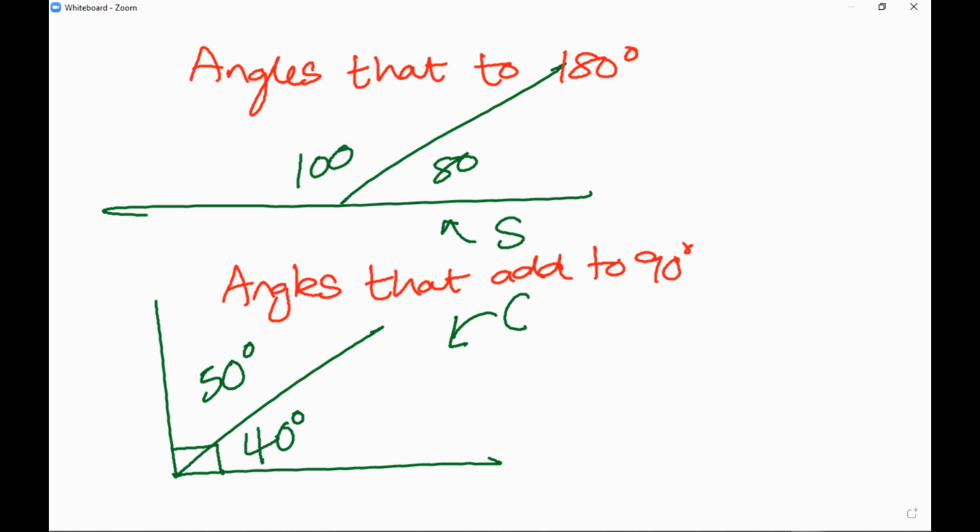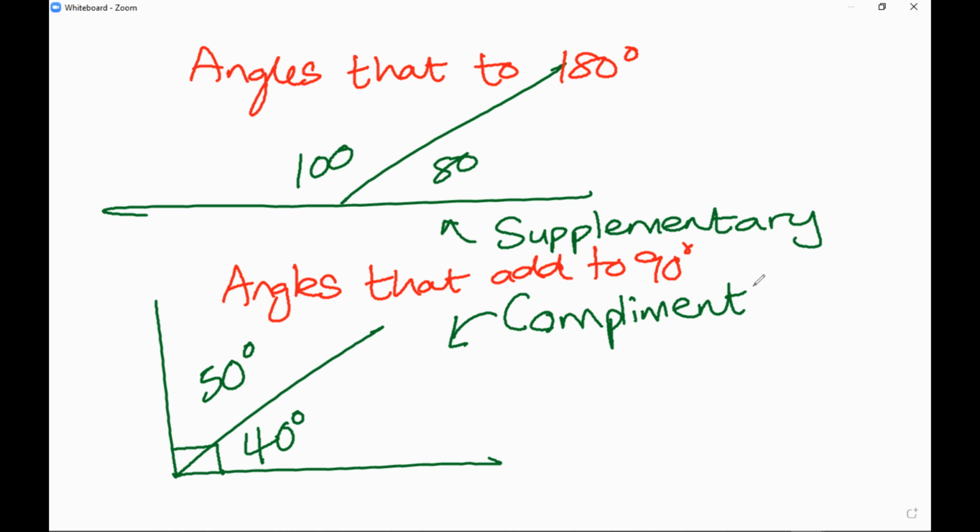Okay, so the word is supplementary angles. If you see supplementary angles, they are angles that add up to 180 degrees. And then you've got complementary angles. This is complementary, like a compliment, but spelled differently. Complementary angles add up to 90 degrees. So remember, complementary angles add up to 90 degrees, supplementary angles add up to 180 degrees.